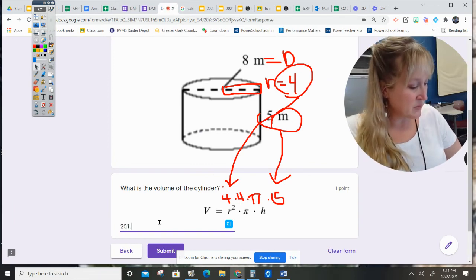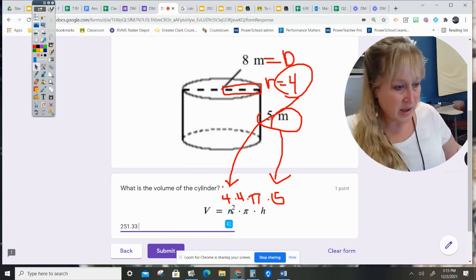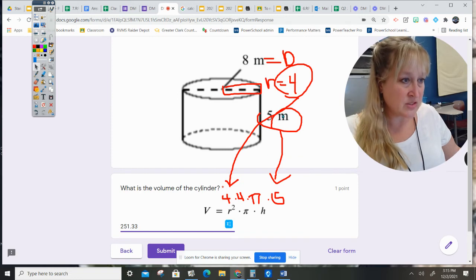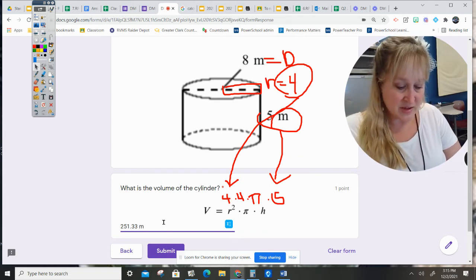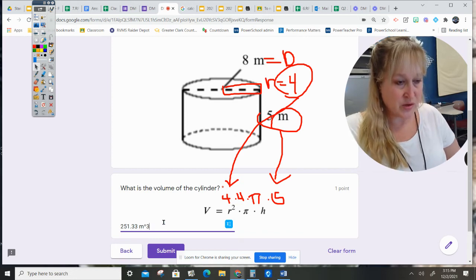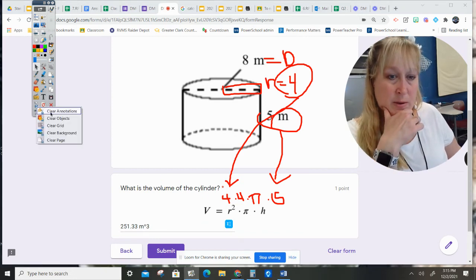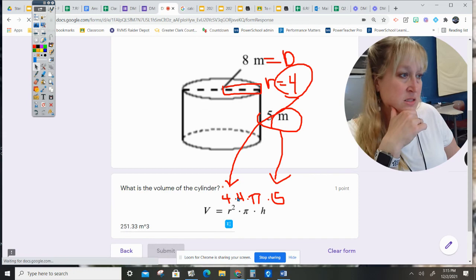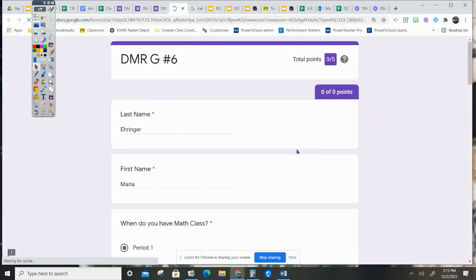251.33 hundredths. And because I did meters times meters times meters, that means I did meters to the third power. You guys can submit. Well, I'm going to submit. Make sure that I'm right. You keep listening. Missed 2.